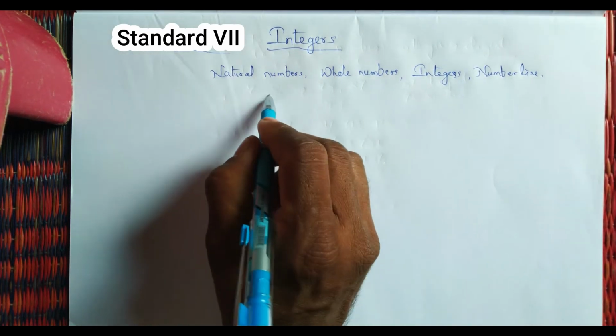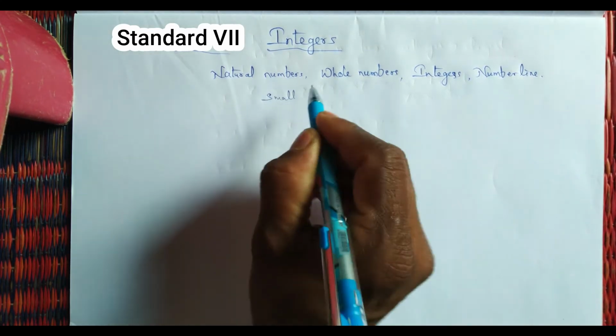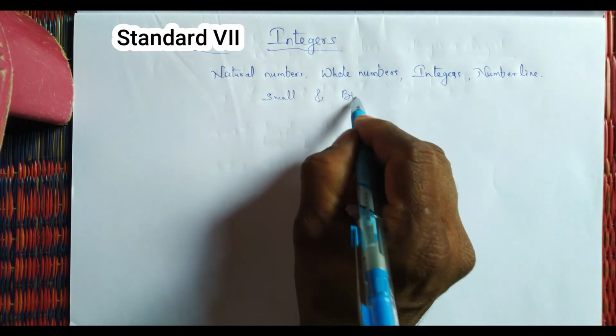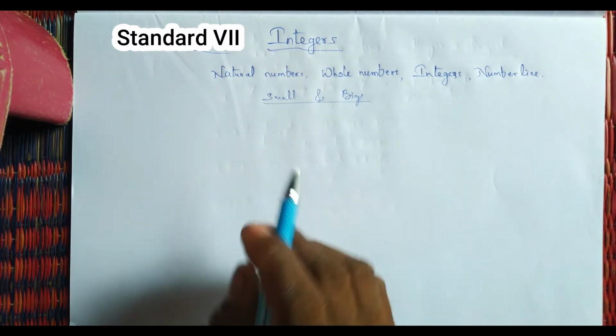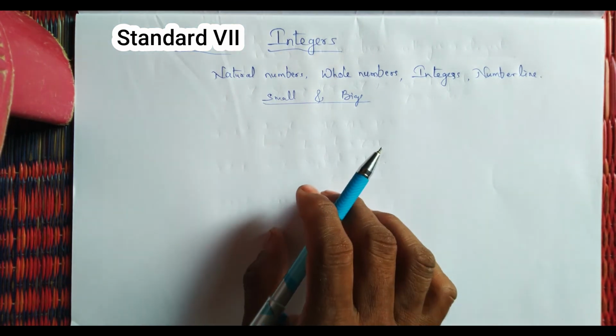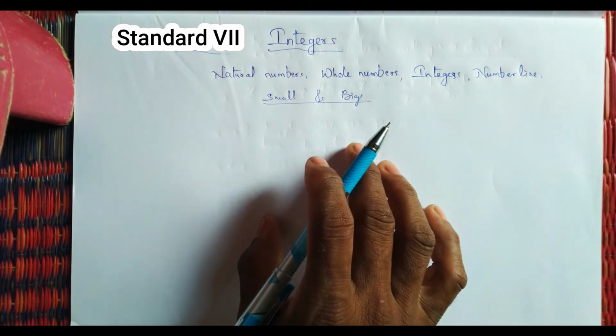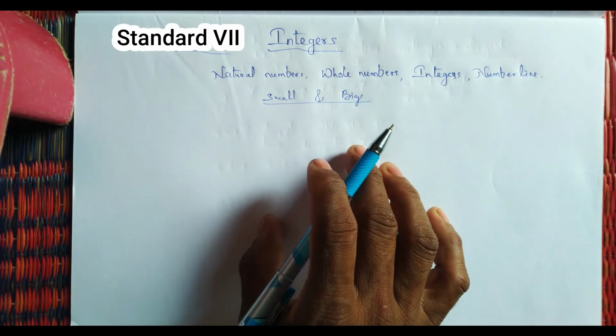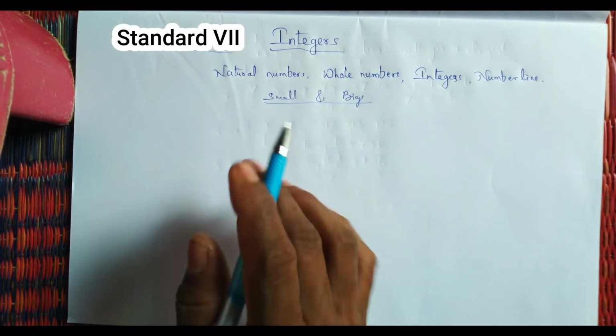So in this class we are going to learn small and big numbers. Small and big means smallest number and largest number. How can we find them in the integers? The same thing, but a little bit different. I will explain with an example.